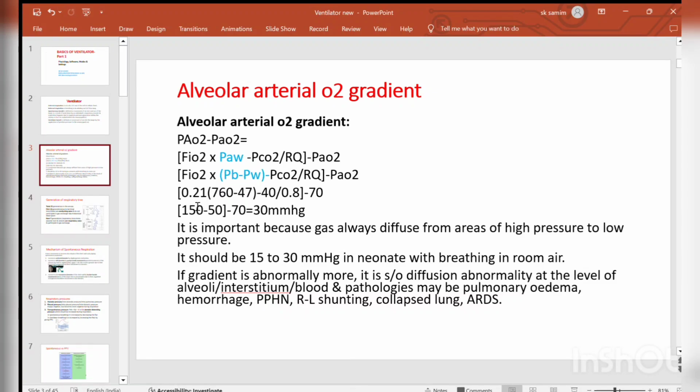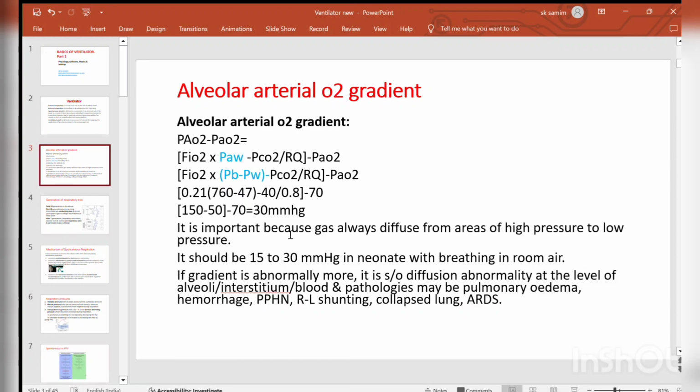If FiO2 is 21%, barometric pressure is 760 mm Hg, water vapor pressure is 47 mm Hg, PCO2 is 40, respiratory quotient is 0.8, and if PaO2 is 70, then the alveolar arterial oxygen gradient will be 30 mm Hg. It should be 15 to 30 mm Hg in a neonate breathing room air.